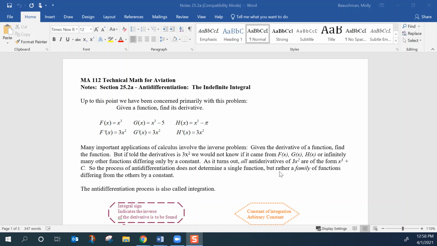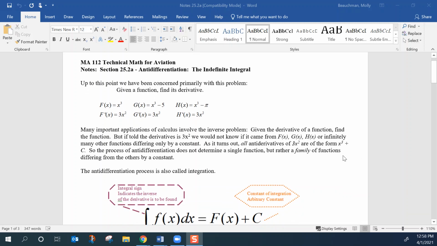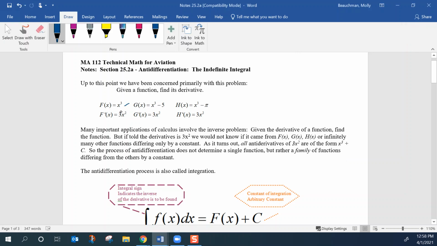So up to this point, we've been concerned primarily with finding the derivative. So if you have the function f of x is equal to x to the third, the derivative is 3x squared. If g of x is x to the third minus 5, the derivative is still 3x squared. If your function h is x to the third minus pi, which is still a constant, the derivative is 3x squared. So notice, many functions have the same derivative.